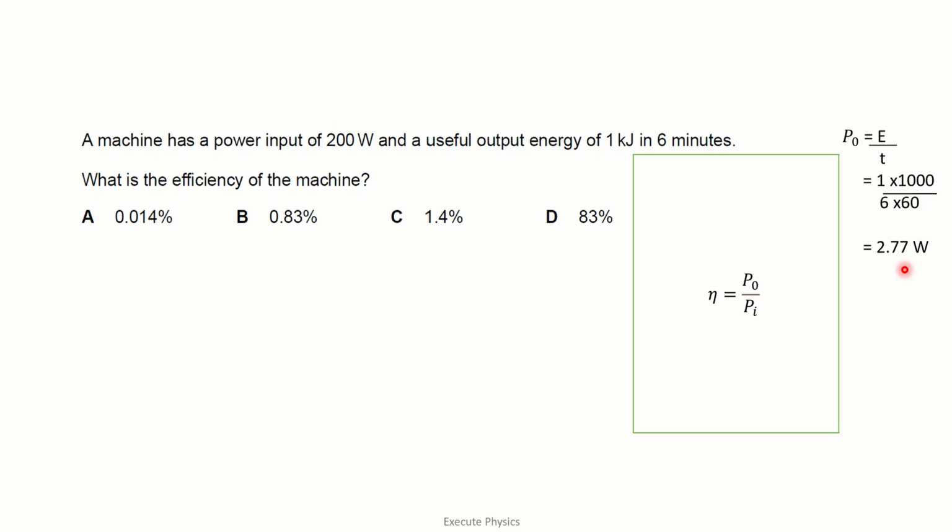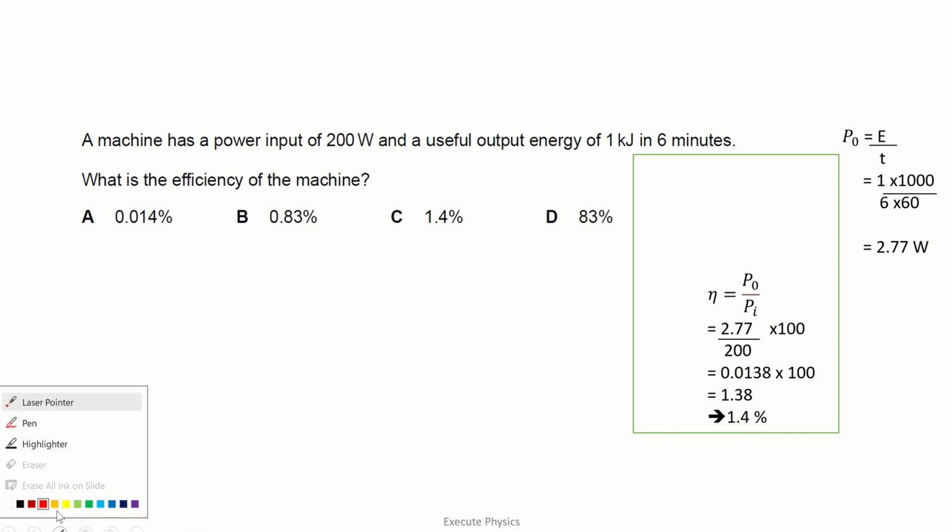Am I right? Yes. So let's find out the efficiency. Efficiency is output power divided by input power multiplied by 100. We need the efficiency in percentage. So output power is 2.77 divided by the input power, 200, multiplied by 100. The value would be approximately 1.38, which is approximately equal to 1.4. So the correct answer is option C. 1.4 percent. The machine is not at all efficient.